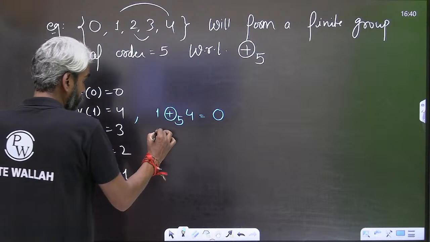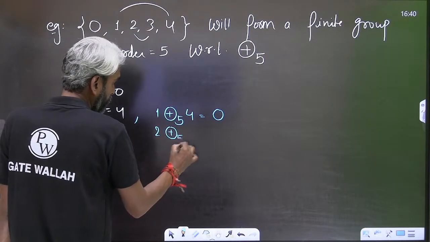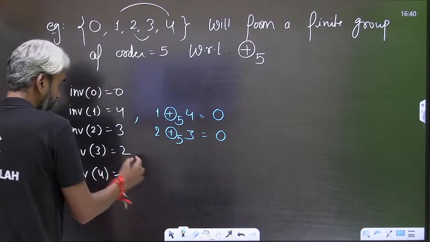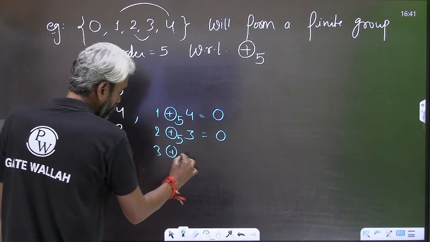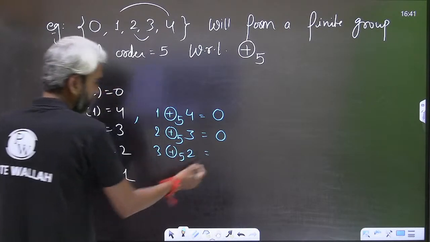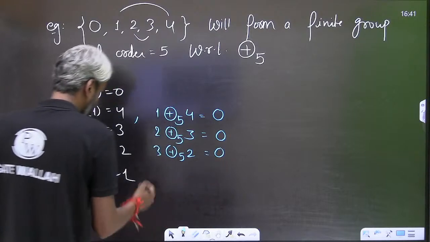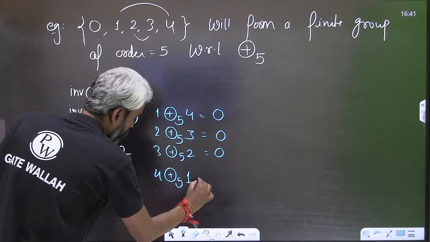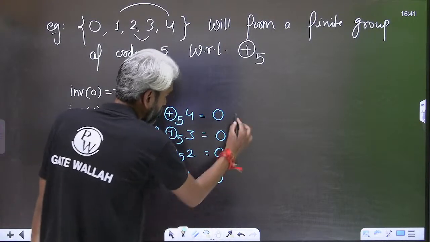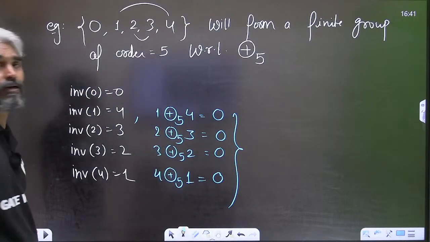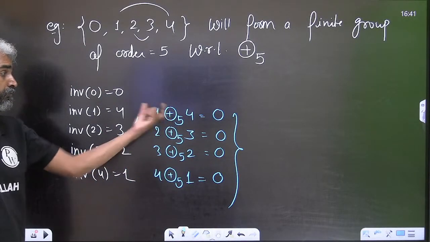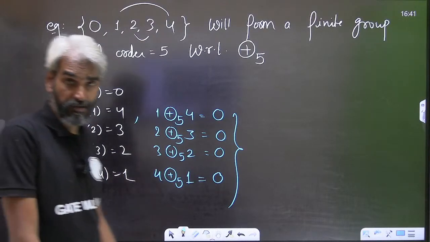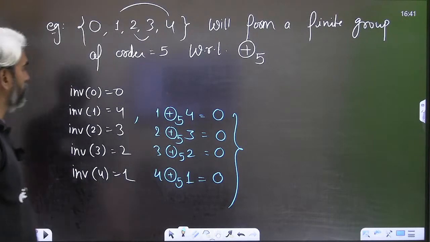So what will 2 addition modulo 5 with 3 be? 2 plus 3 is 5, divided by 5, remainder 0. 3 addition modulo 5 with 2 is nothing but 3 plus 2, 5 divided by 5, remainder 0. Similarly, 4 addition modulo 5 with 1, 4 plus 1, 5 divided by 5, remainder 0. So all of them produce the identity element when we perform the binary operation on those two elements. Therefore, they are inverses of each other.